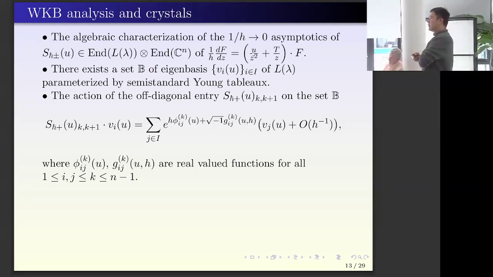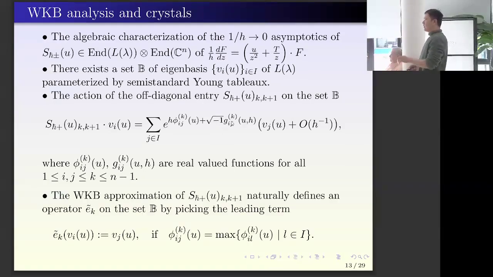So how do we characterize this behavior? The action of these off-diagonal entries on the set of bases takes this form. Each of these sub-diagonal entries acts on L_lambda, and recall that the v_i form a basis. Therefore, this action on the basis is given by a linear combination of basis vectors. And when ħ goes to infinity, this action will have this WKB or exponential type behavior, where phi_ij and g_ij are certain real valued functions. Here ħ times phi is the real part, while square root of -1 times g is the imaginary part of the exponent. So this is a typical behavior.